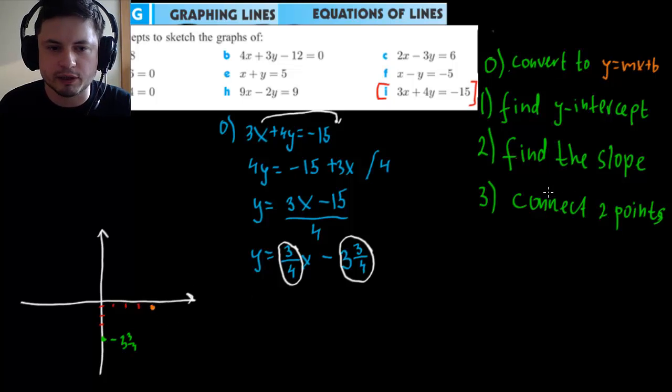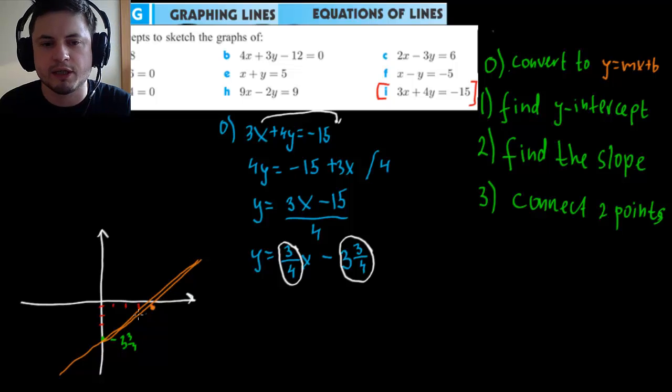And now step number 4, connect 2 points, and what you'll get is something like this. Not exactly precise, but something like this. So this is our line, 3x plus 4y equals minus 15.